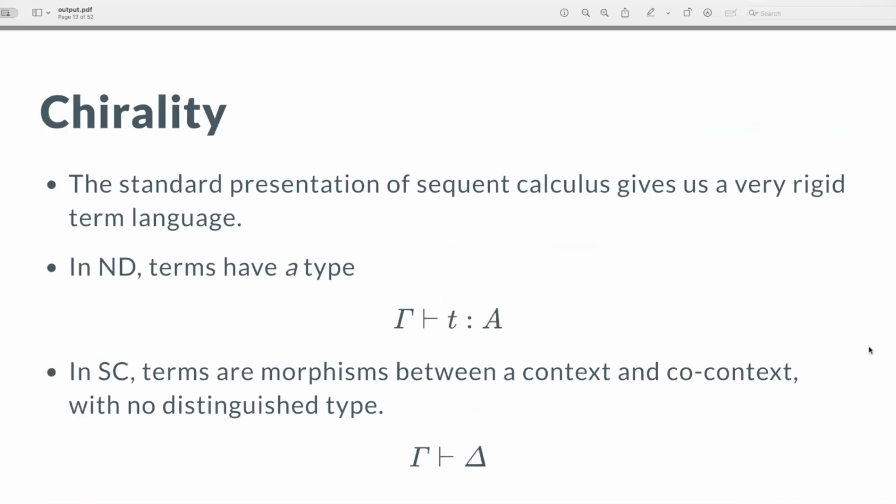So that's the sequent calculus, but there is a problem. In natural deduction, our terms have a distinguished type: t is a term of type A in the context gamma. In sequent calculus, we have these many-to-many morphisms, but we lose the flexibility of having this kind of distinguished type. And as a programming language, it becomes too difficult to work with.